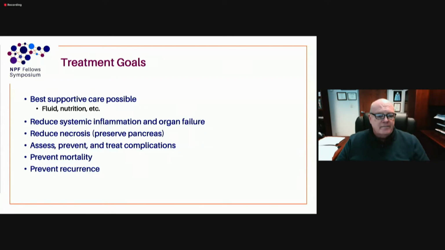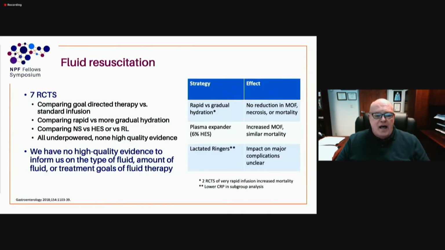But next slide. So what do we know and what don't we know? There's a lot written about fluid resuscitation. You would think we would know how to do this. We have 7 randomized trials to guide us, and they're all a little bit different. Some have compared goal-directed therapy, that is, having some goal, let's say reducing the BUN, versus just giving standard fluid. Some have compared rapid versus more gradual hydration. Some have compared different types of fluid like normal saline, hydroxyethyl starch, that's HES, or Ringer's lactate.